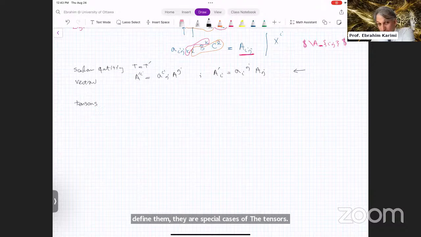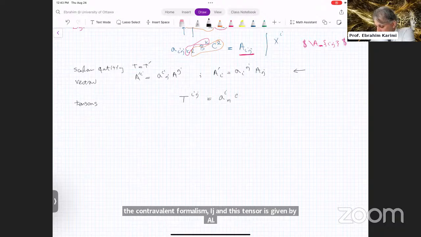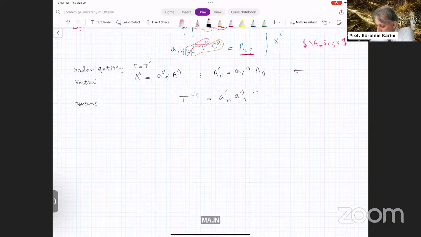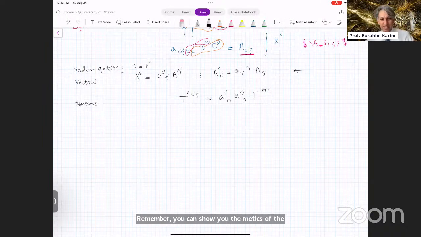indeed, change according to vector calculus, but they have more than one index. For example, I call it the tensor in the contravariant formalism, T prime ij, and this tensor is given by a_im a_jn T_mn. Remember, you can show it with the matrix representation, but it's not a matrix. A matrix has a different definition. A matrix is unchangeable under rotation of the coordinates.